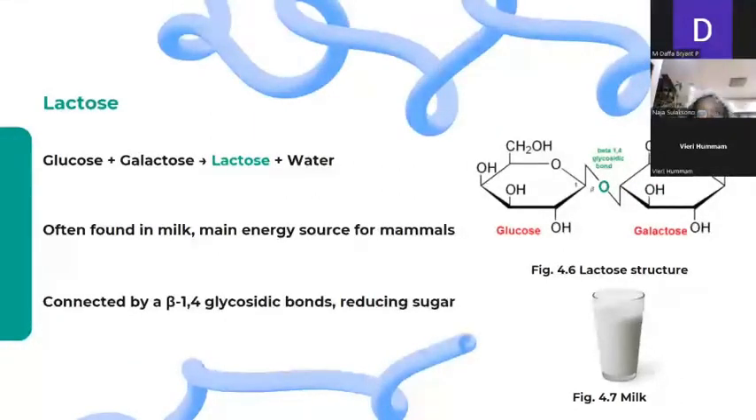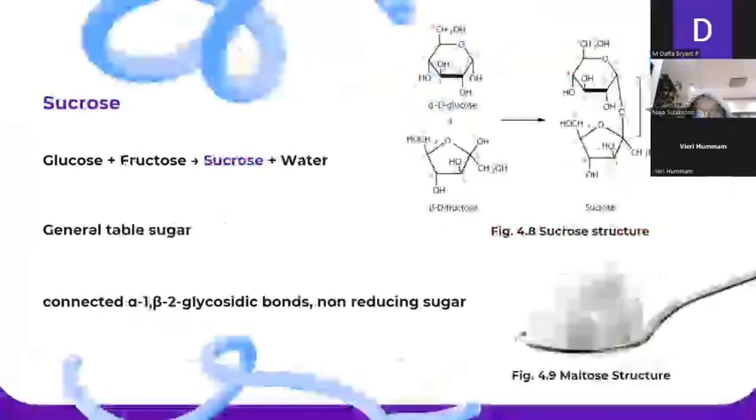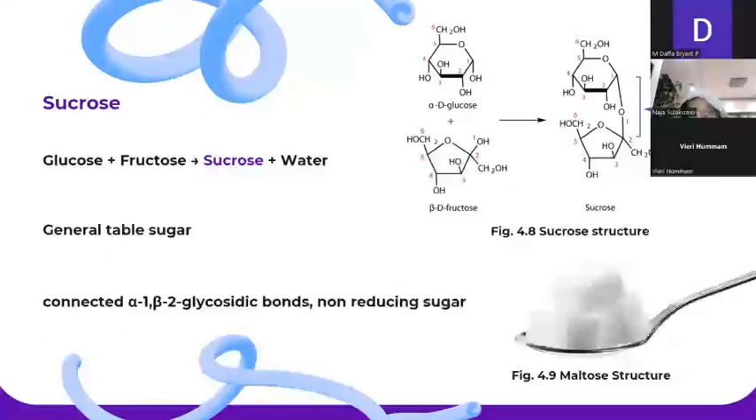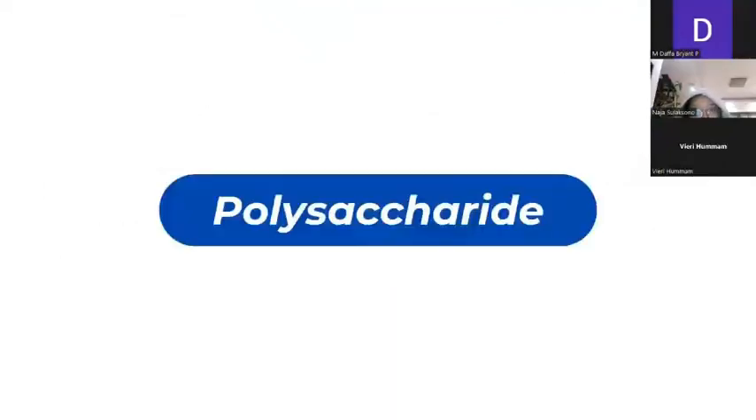lactose is formed from glucose plus galactose, which results in lactose plus water. It is often found in milk, and it's the main energy source for mammals. It is connected by a beta 1,4 glycosidic bond, and it is a reducing sugar. Next, sucrose. Sucrose consists of glucose plus fructose, which results in sucrose plus water. The example is general table sugar. It is connected by an alpha 1, beta 2 glycosidic bond, and it's a non-reducing sugar. Next.